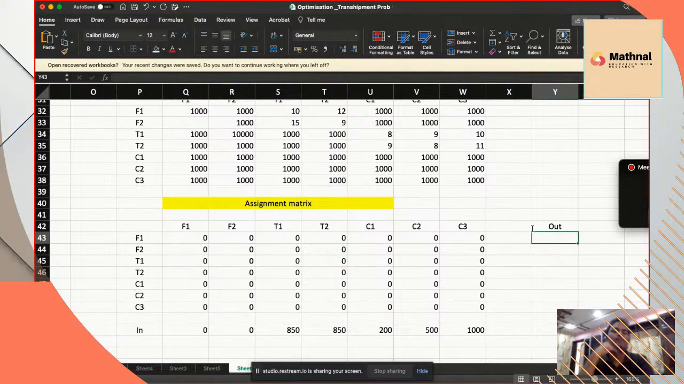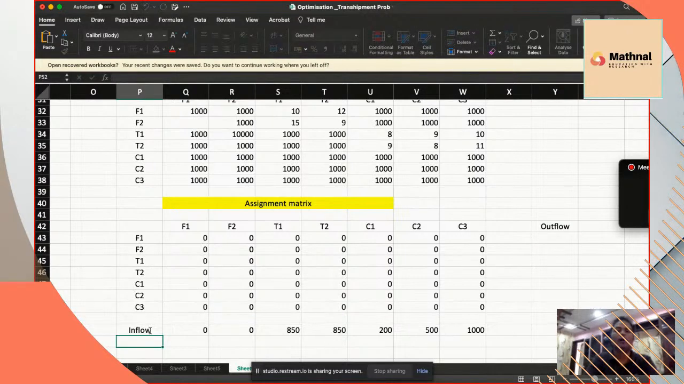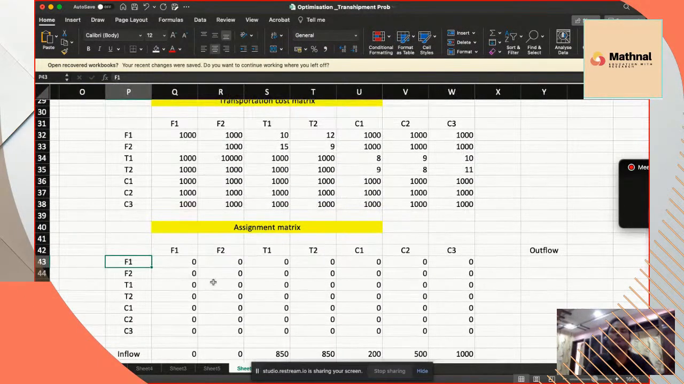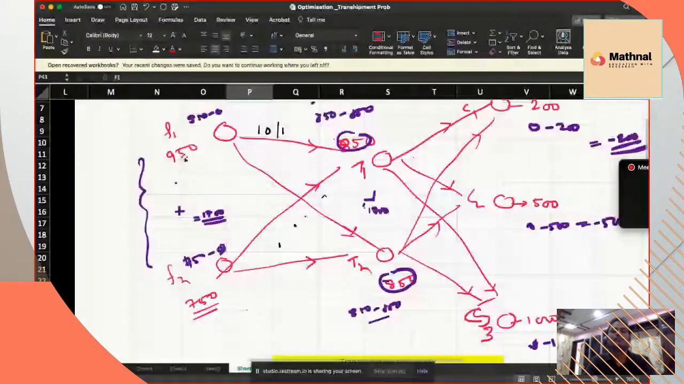So what is the constraint here? The constraint will be outflow and inflow. So what is the outflow at factory 1? 950 units.